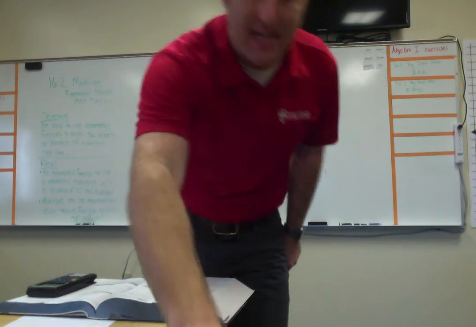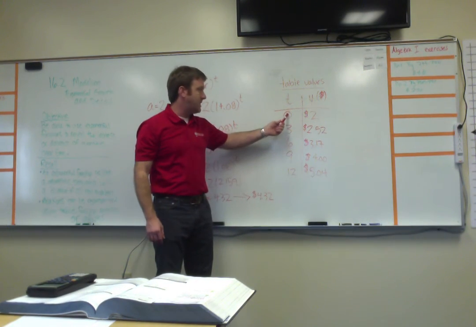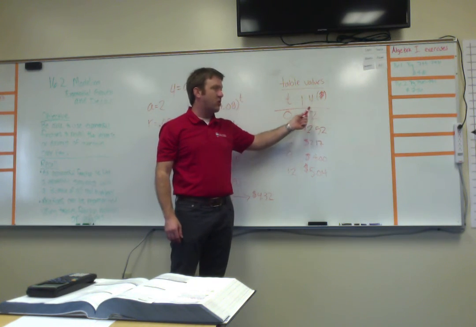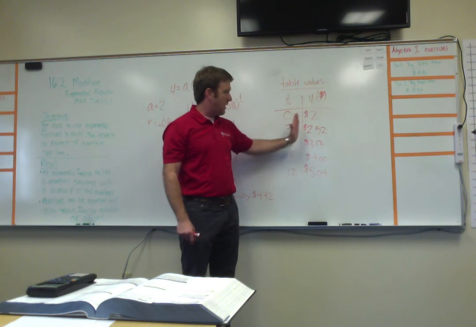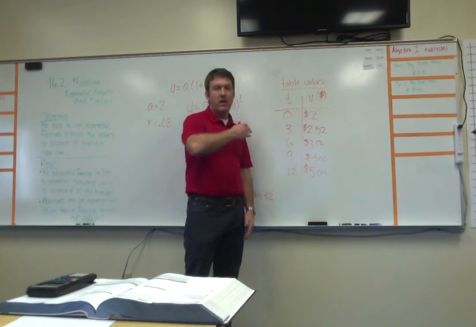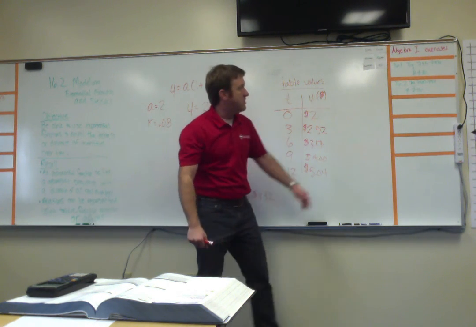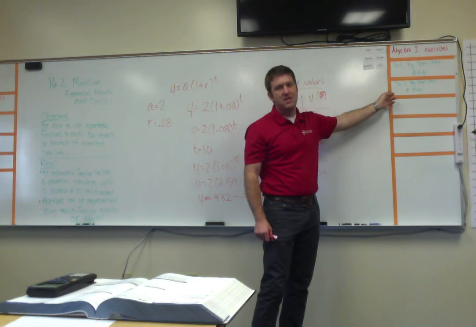Just notice, lastly, the y-intercept, when x equals 0, is the starting value. And now that you have this table of values, you have ordered pairs that would help you to graph the function. So now you're going to be doing, on page 760 to 761, numbers 7 through 16.